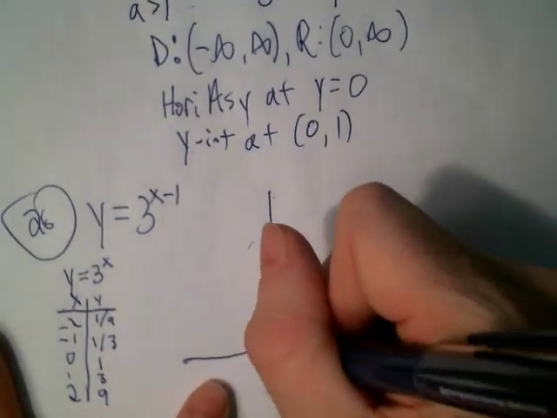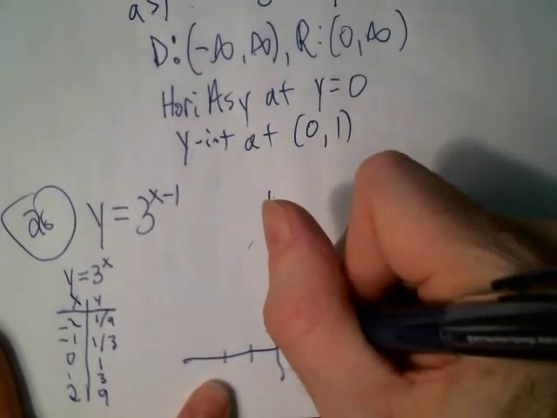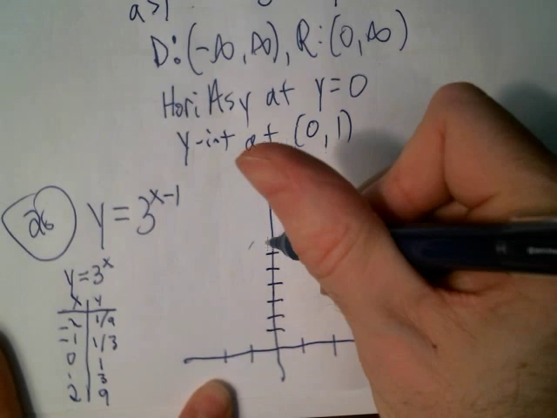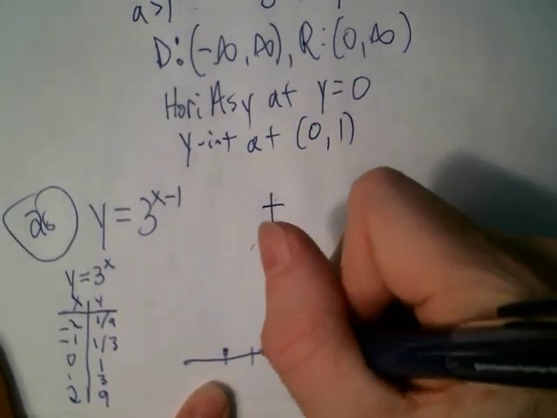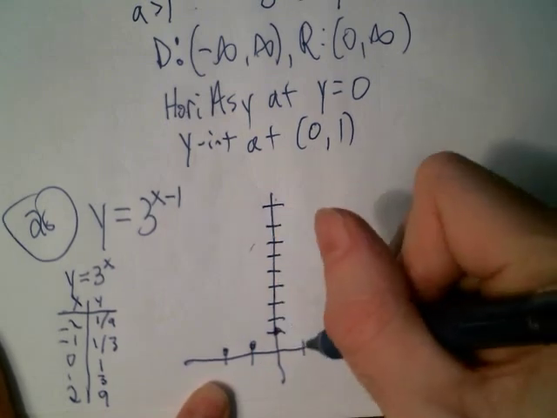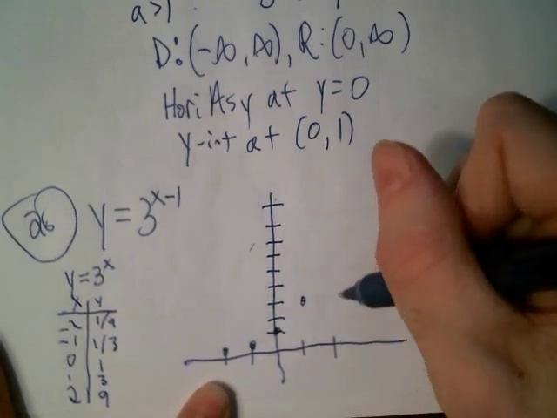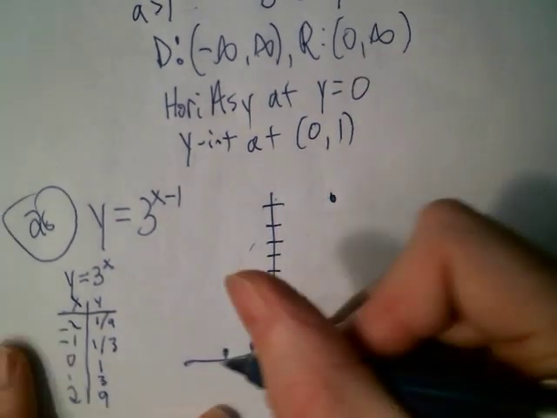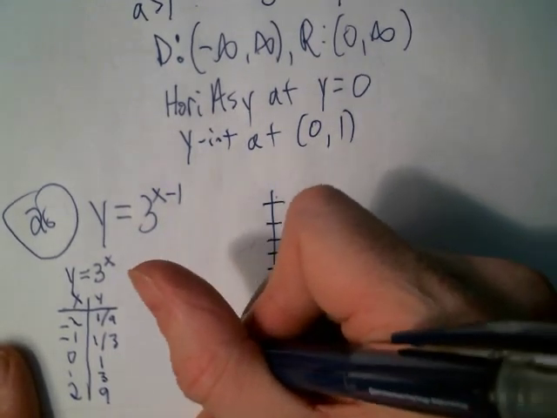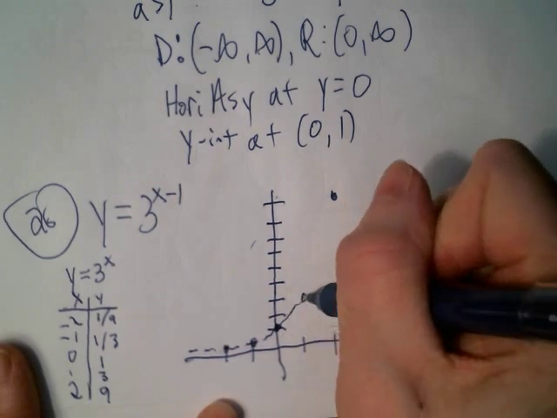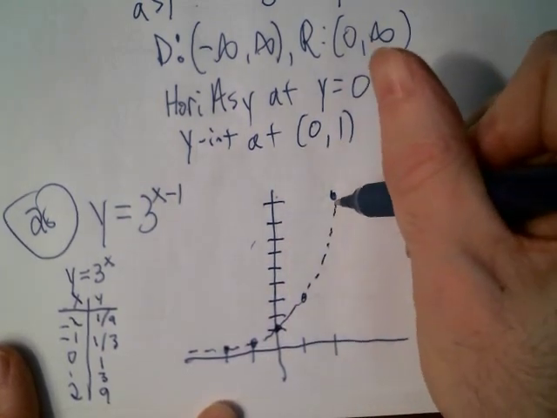Okay, so 1, 2, 3, 4, 5, 6, 7, 8, 9. The points are -2, 1/9; -1, 1/3; 1, 3; and 2, 9. All right, so this will be sort of the start.